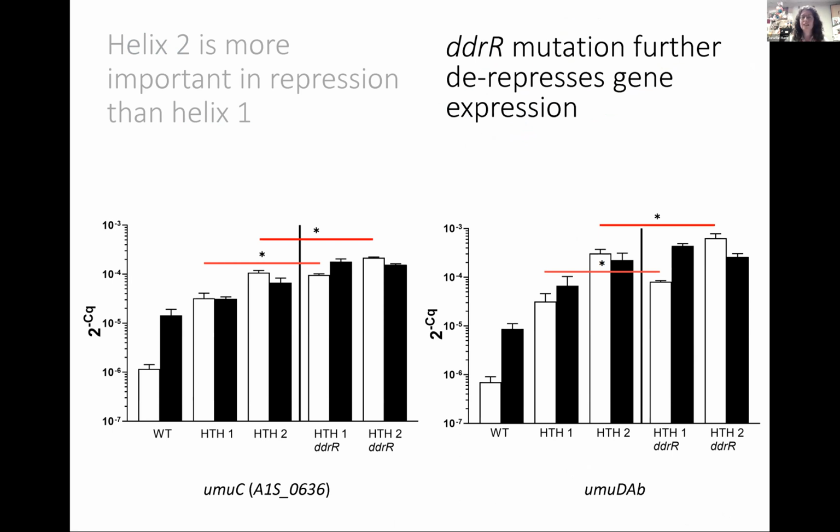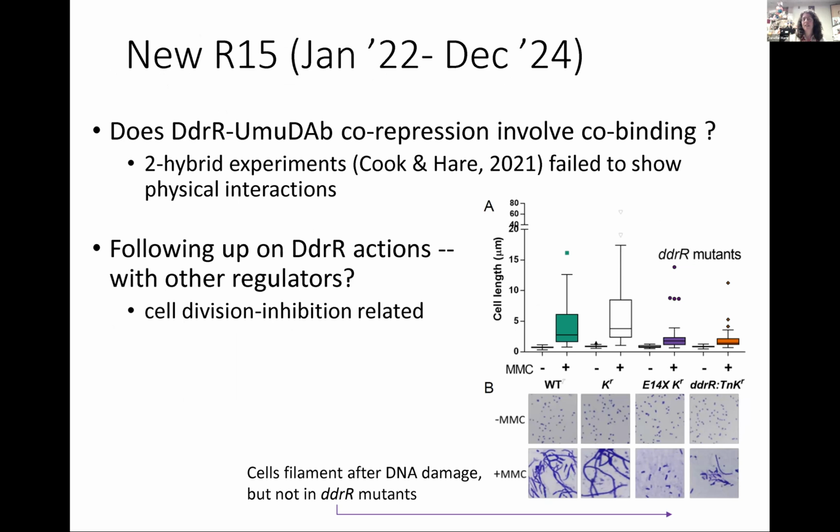So what we're thinking this probably means is that DDRR doesn't seem to be doing exactly the same thing as these two helices, or else when we mutated it, we wouldn't see any increase in expression, because the mutations to the helices would have already ruined whatever the helices were doing. So we're seeing an additive effect, meaning there's perhaps something different that DDRR is doing with UMUD to repress these genes. So that's what we're trying to dig into these days. And here's my last slide.